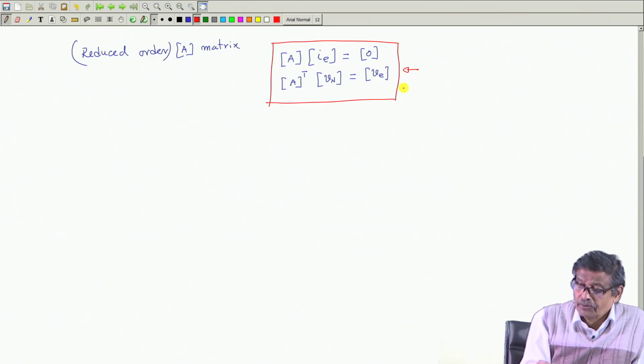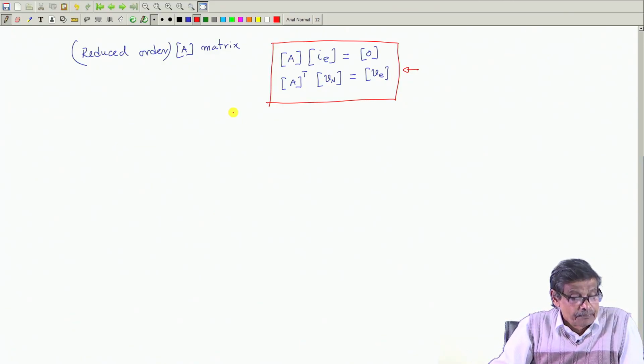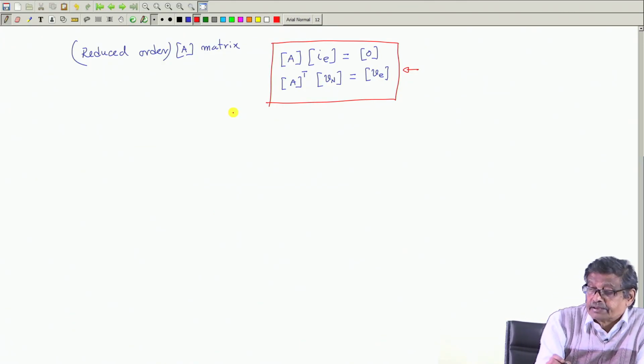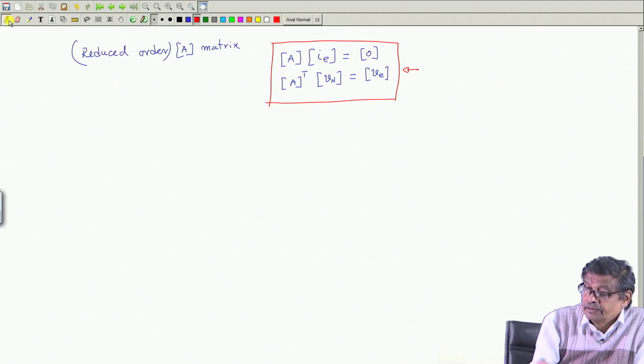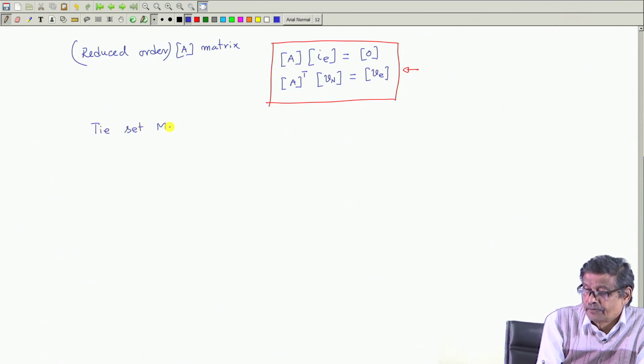So, we will now go to define another matrix, which is called cut-set matrix. So, I will say this one. Cut set, not cut set, first let us tell tie set matrix. This is also very interesting, tie set matrix. What it is, I will tell you.